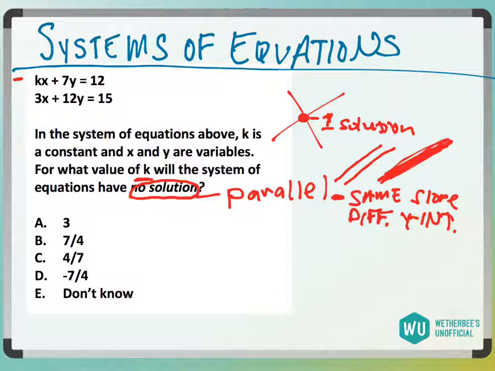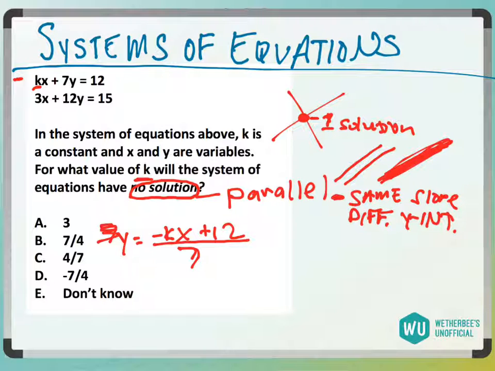So let's rearrange these first. I'm going to put these into y equals mx plus b, which is going to make it a little easier. I'm just going to write it down here. So I'm going to get 7y is negative kx plus 12. I'm just moving this over, and then I'm going to divide it all by 7.